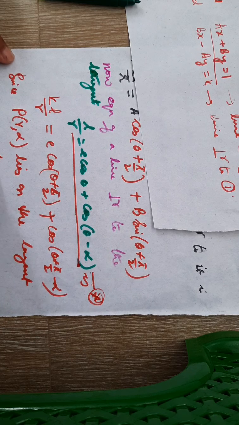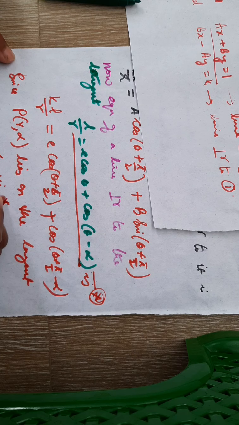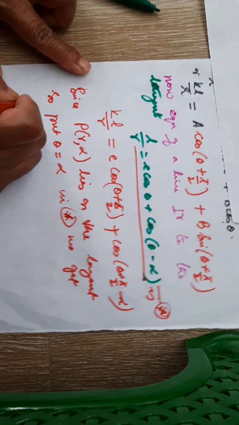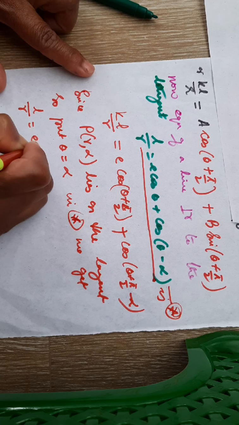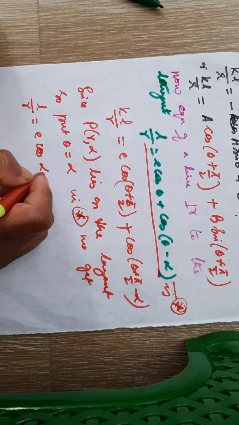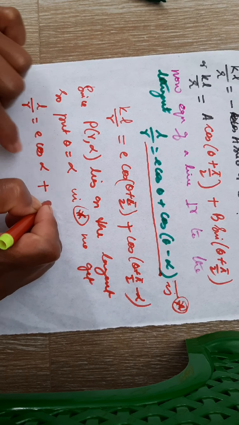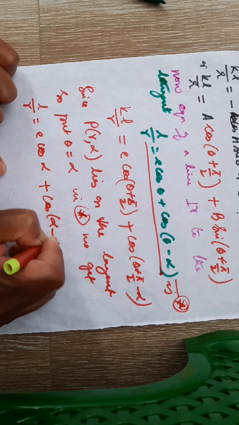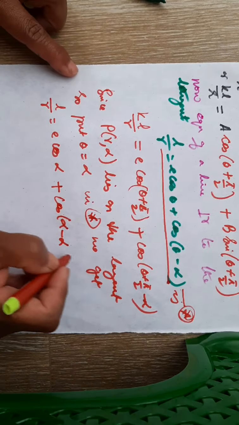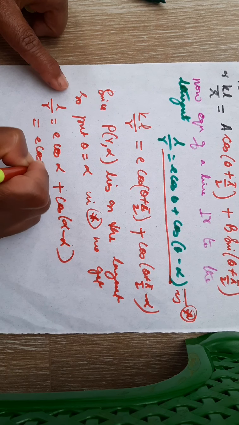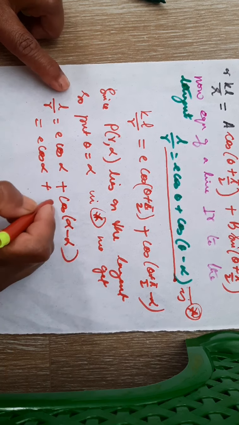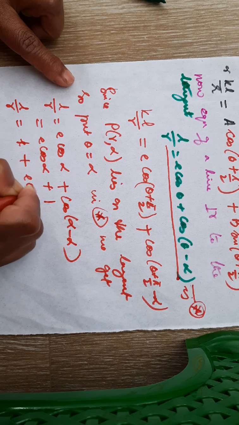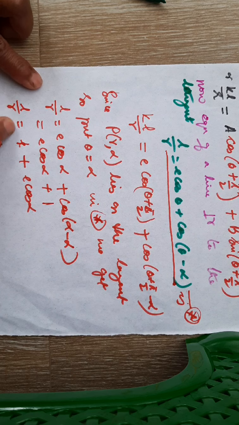In star, we get L by R is equal to E cos alpha plus cos of alpha minus alpha. Replace theta by alpha here. So this will be equal to E cos alpha plus cos of 0, which is 1. So L by R is equal to 1 plus E cos alpha. So we have L by R is equal to this one.